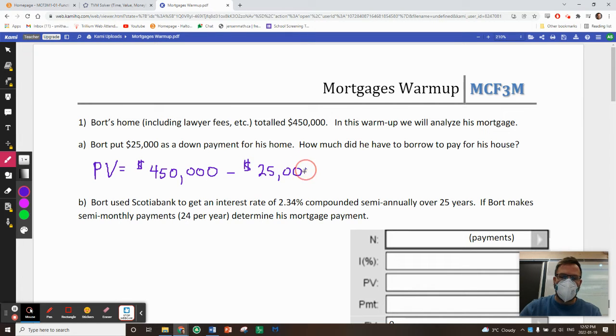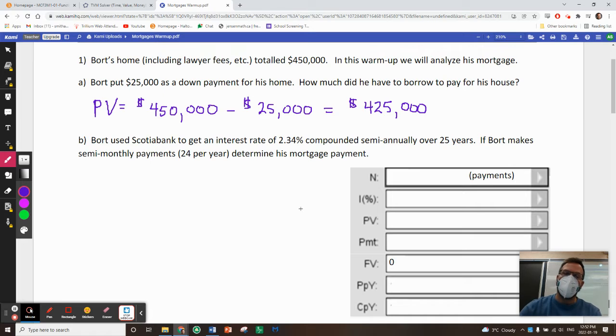You guys just got to keep that in mind with your borrowing questions. There's a down payment. You got to subtract that, which I think is $425,000. Again, the TI Inspires are at the right side of the room, or you can bring up a solver on your phone, or you can break open a laptop and load it up there, whatever you choose to do. All right, let's determine his mortgage payment.